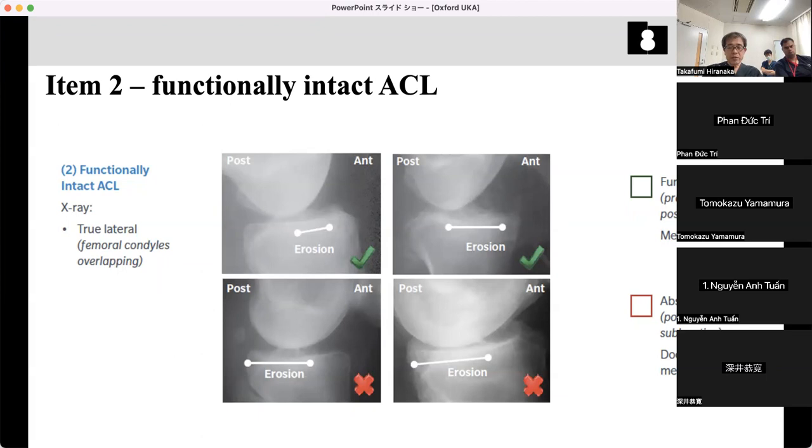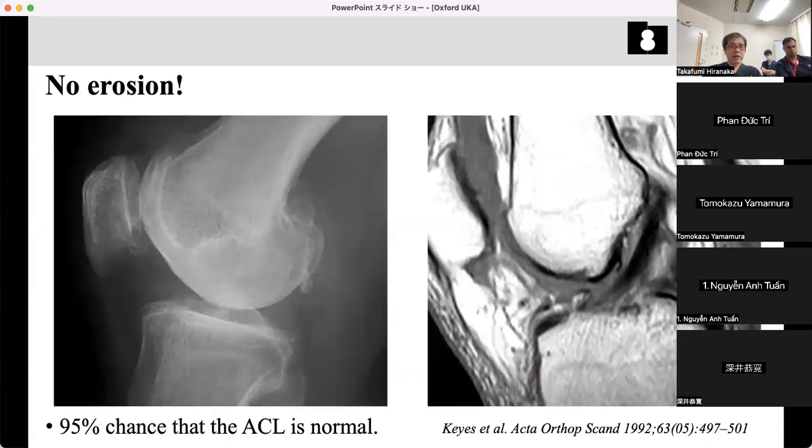But sometimes we cannot identify bone erosion. In the lateral X-ray, the tibial plateau is completely flat. In such cases, one report showed that 94% of knees have an intact ACL. So no erosion, or erosion at the anterior part of the tibial plateau, implies an intact ACL.